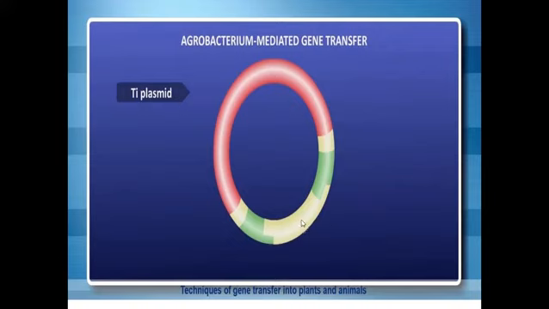Before the target DNA, promoter genes are present. These help in the proper function of the tDNA in the host cell. Before the promoter, marker genes are present. The marker genes mainly help in the insertion of tDNA into host cells.